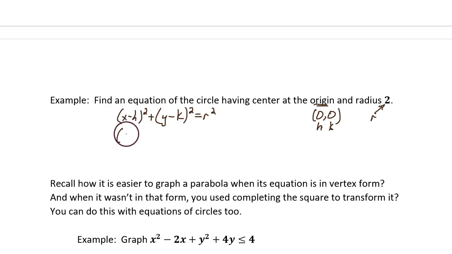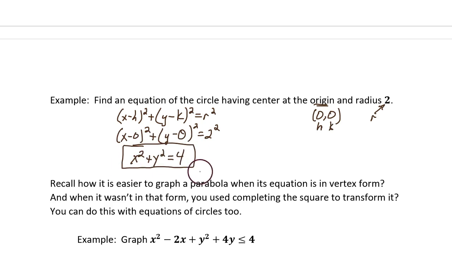Let's make our substitution for the center. We have x minus 0 squared plus y minus 0 squared equals, what do we fill in for r? 2 squared. This simplifies to simply x squared plus y squared equals 4. Here is the equation of a circle. The center's right at the origin and the radius is 2.